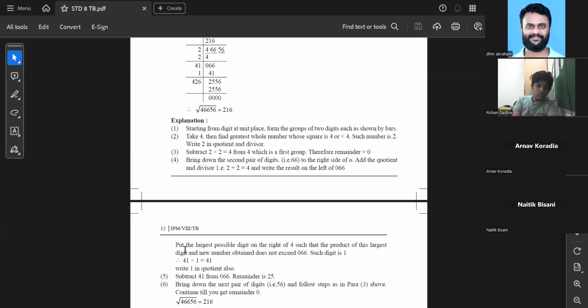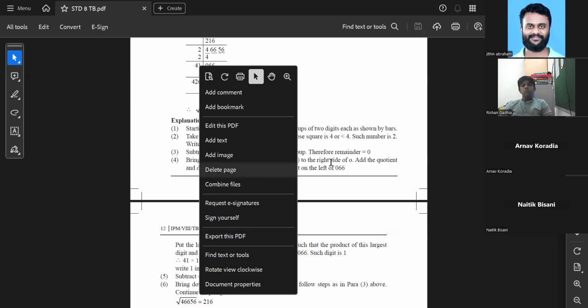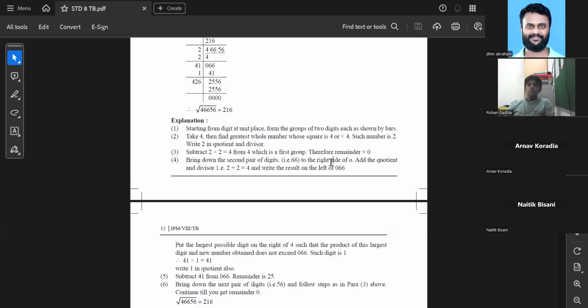Then put the largest possible digit on the right of 4 such that the product of this digit and the new number obtained does not exceed 66. So I already have 4 over here. Whatever number I put next to 4, the same number I have to put over here also. Think of it like this.